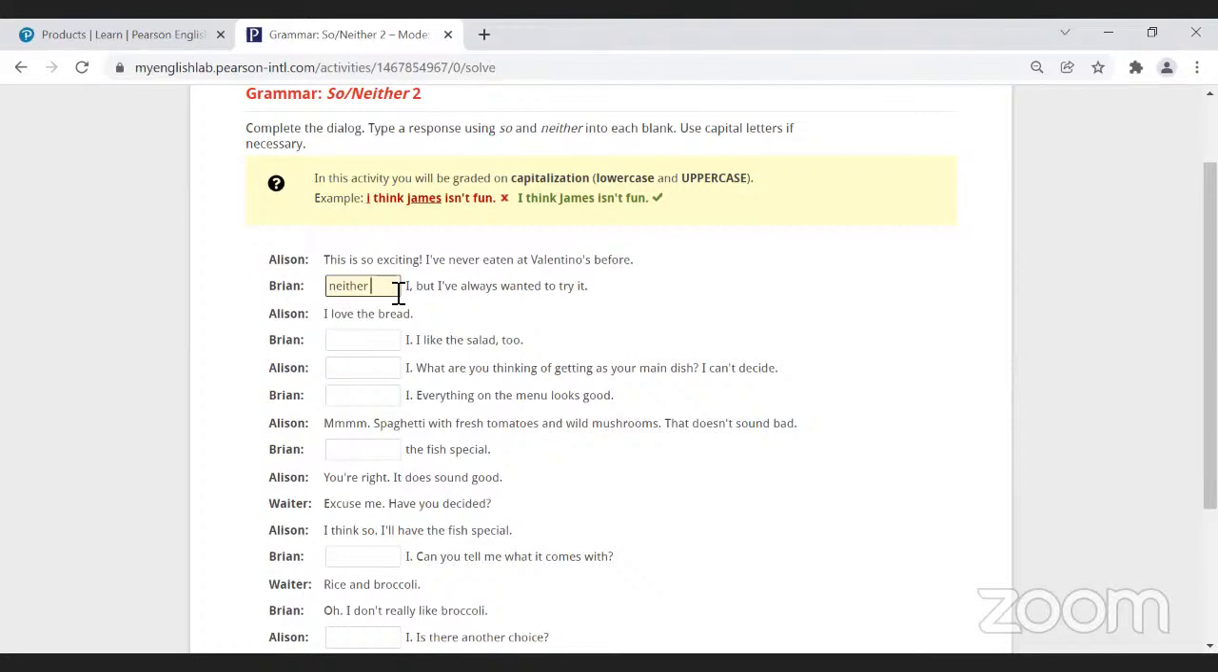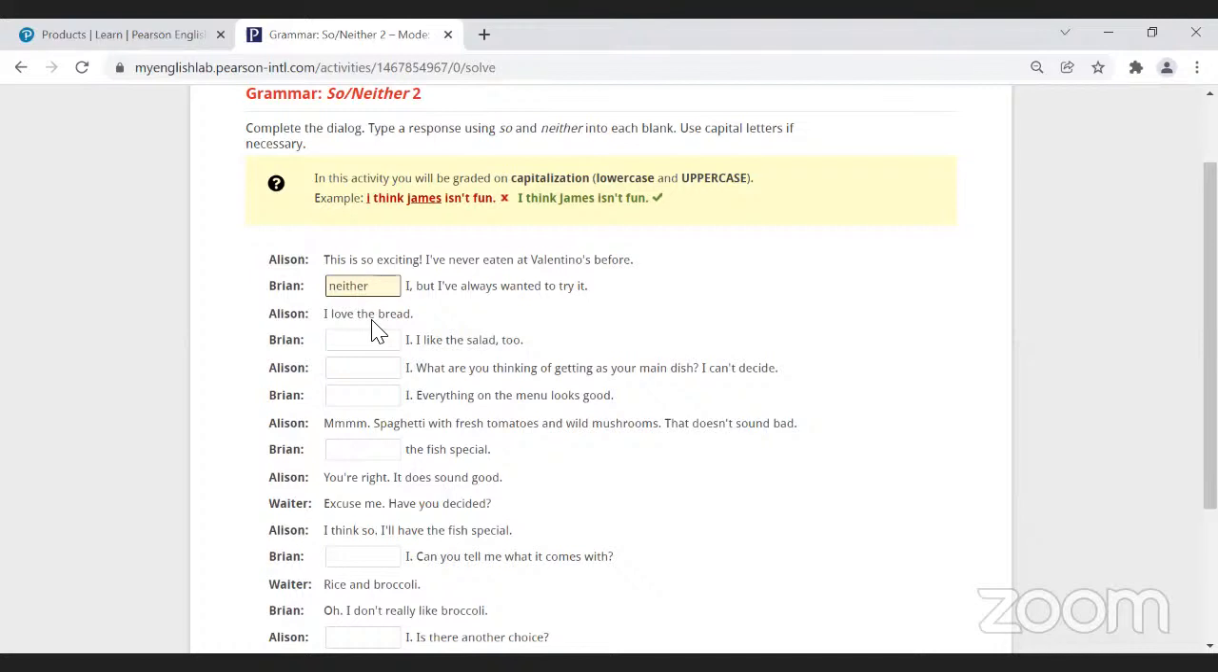But what is the auxiliary? Neither do I. Do? No, because it is not simple present. I've never eaten, because eaten is a verb in past participle. I've comes from I have never eaten.